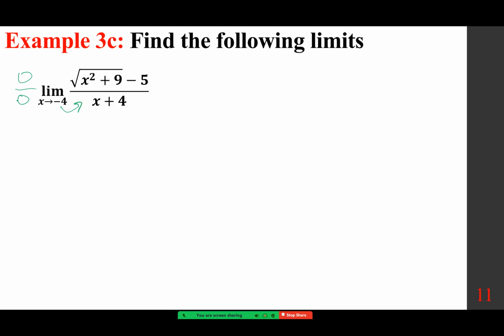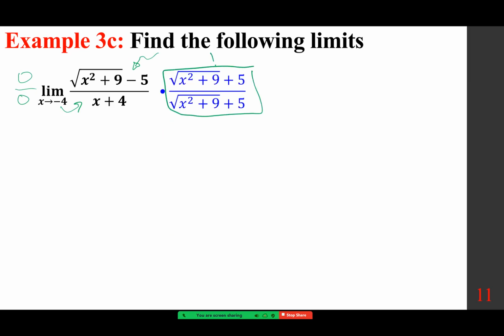We get 0 over 0. We're going to multiply by the conjugate of the numerator. That means we change the negative to positive. You multiply and divide by it. This expression must be 1. And as I mentioned, you multiply the bottoms without distributing, you just leave it alone.